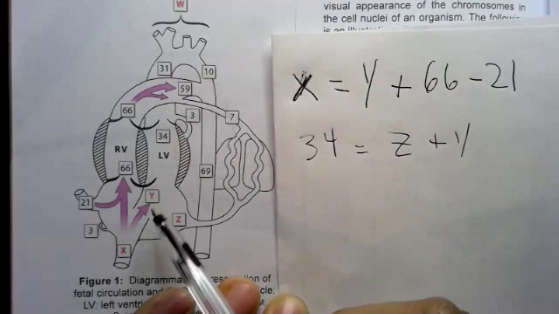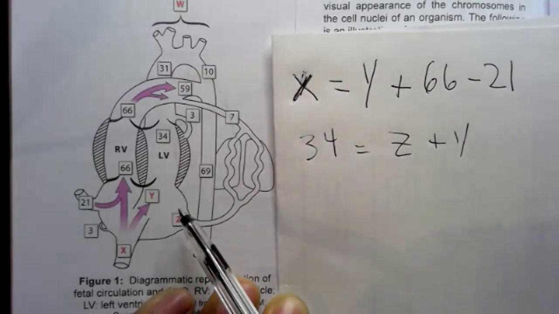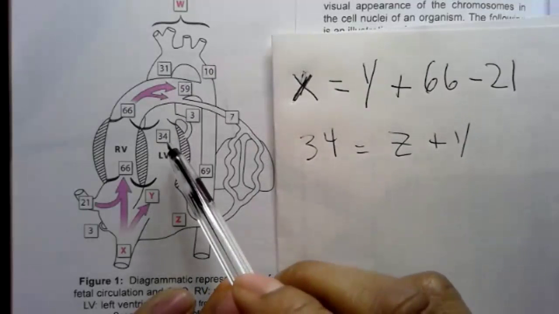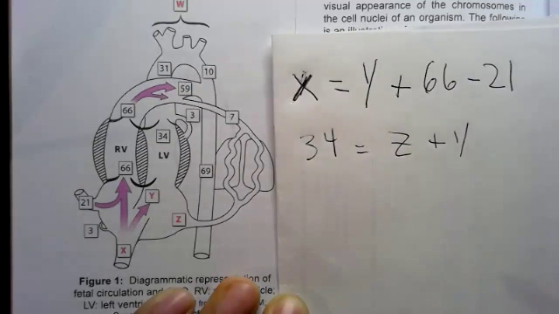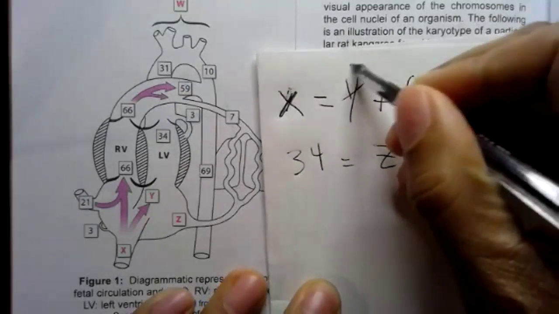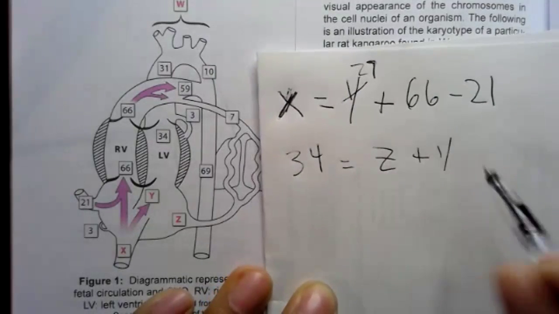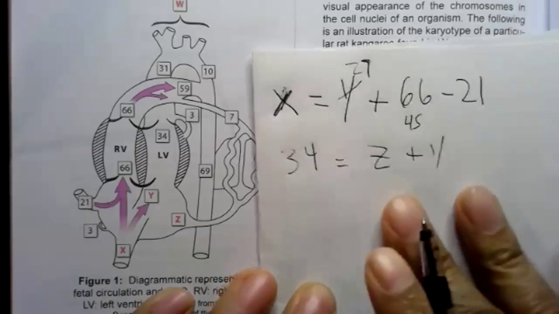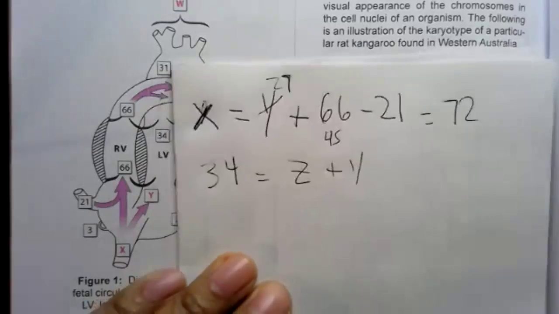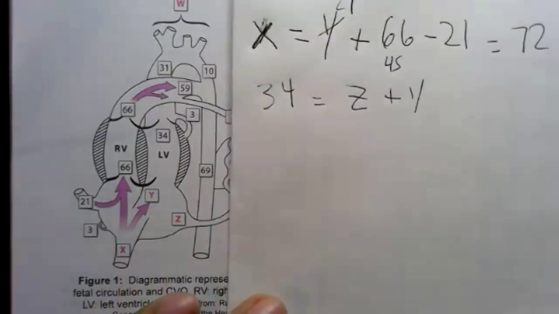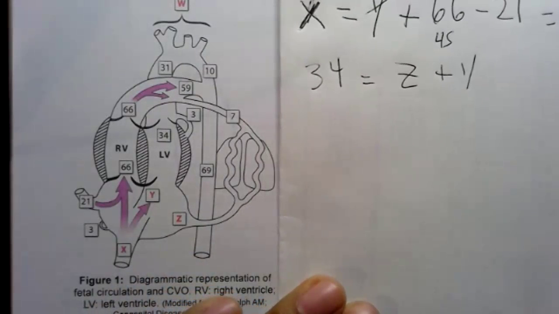So Y we can see here, and Z is 7. So we have 7 plus Y is equal to 34, so that means Y is 27. So this is 45, and this is going to make, well, 72. And so we have the answer for question 12 is 70%, which is A.